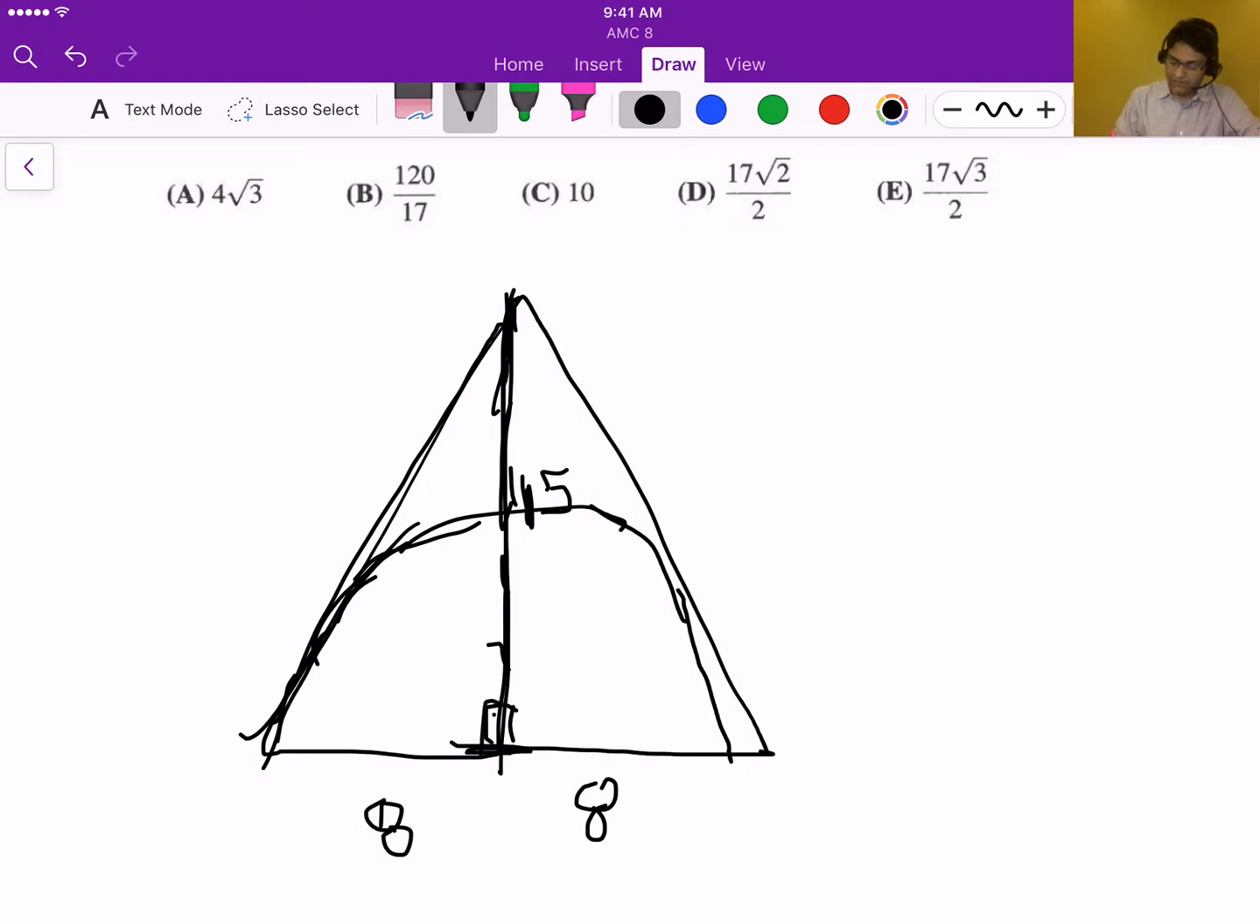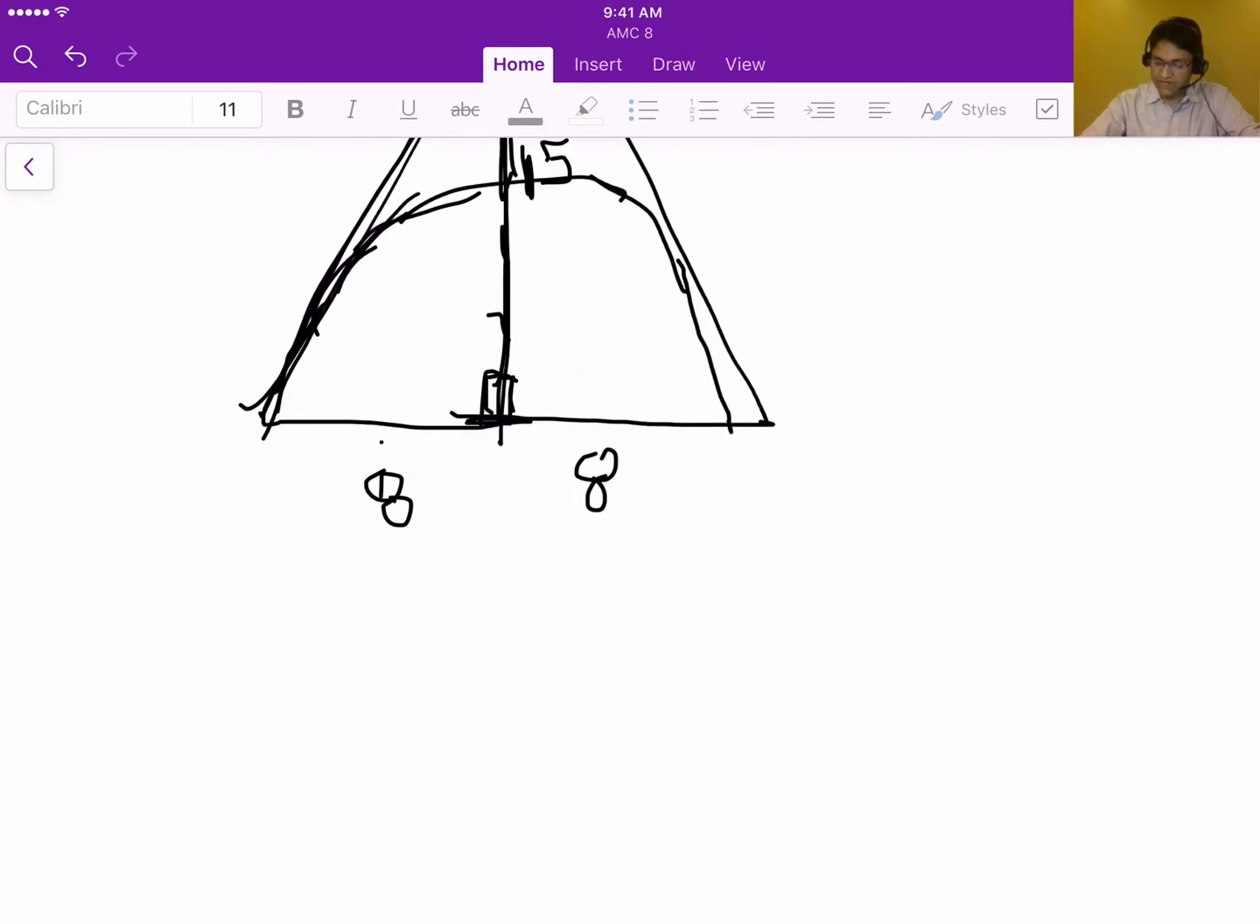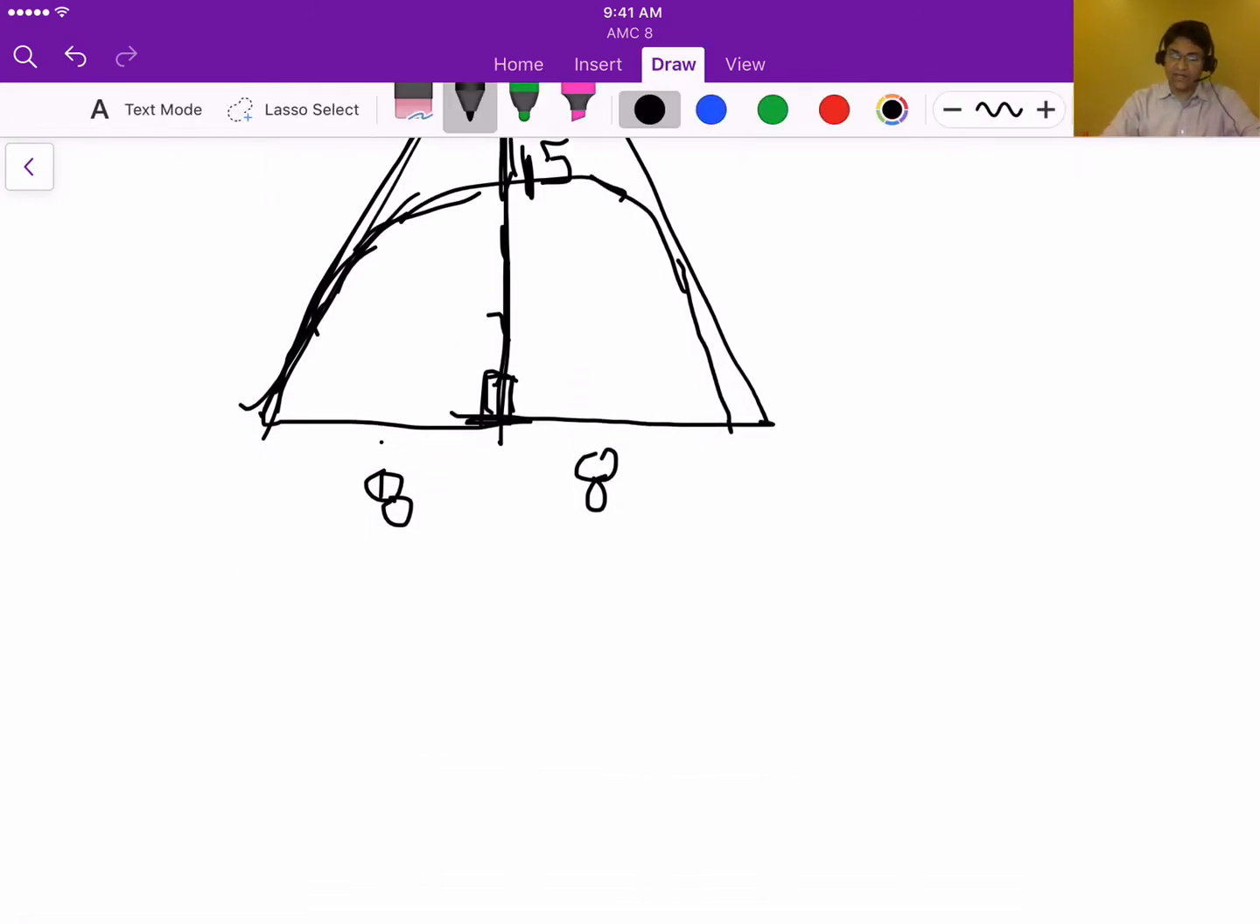So what else can we figure out in this diagram? Well, we have a right triangle. We have two legs, so we can find the length of the hypotenuse, which is one of the sides of the isosceles triangle. Let's find that using the Pythagorean theorem. So the hypotenuse: c squared equals 8 squared plus 15 squared. Now, if you do not know your Pythagorean triples, you can just compute this.